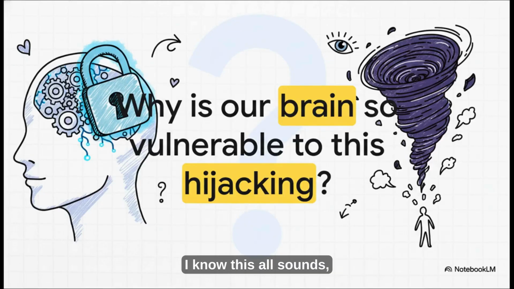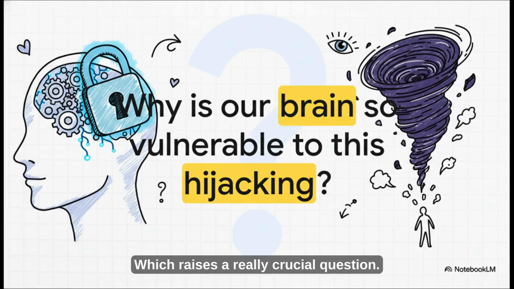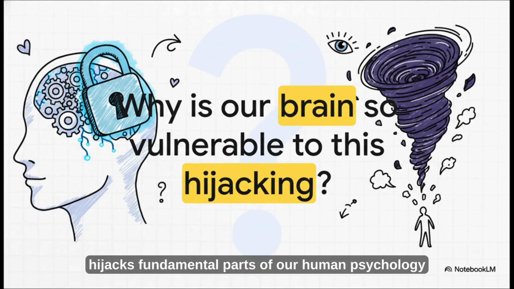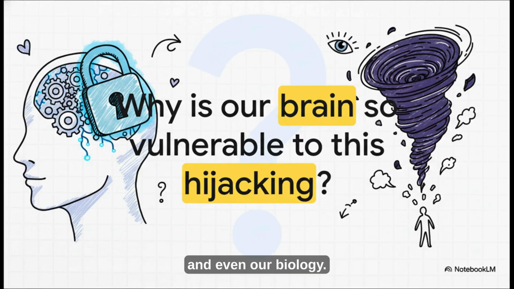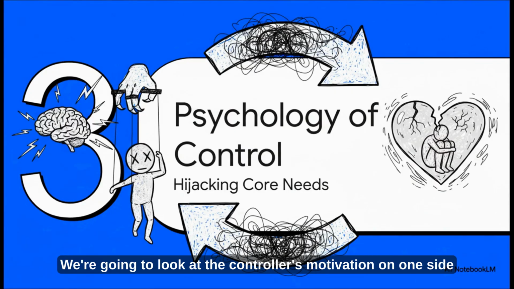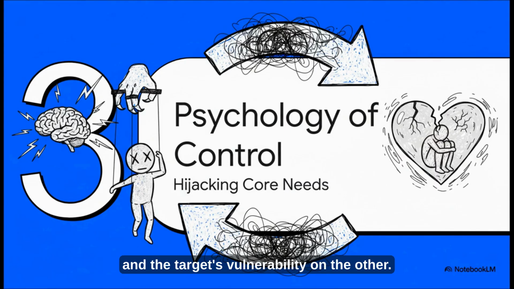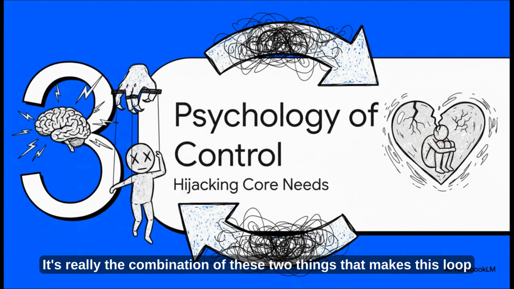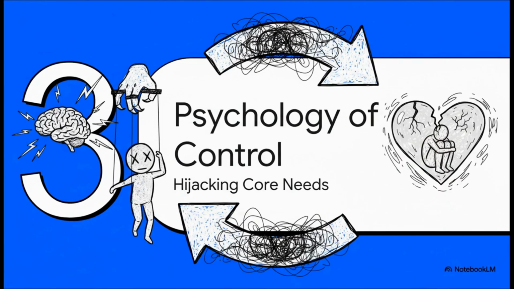I know this all sounds so insidious, right? Which raises a really crucial question. Why are we so vulnerable to this kind of thing? This isn't about being weak or not being smart. This whole process works because it hijacks fundamental parts of our human psychology and even our biology. So let's explore that psychology. We're going to look at the controller's motivation on one side and the target's vulnerability on the other. It's really the combination of these two things that makes this loop so terrifyingly effective.